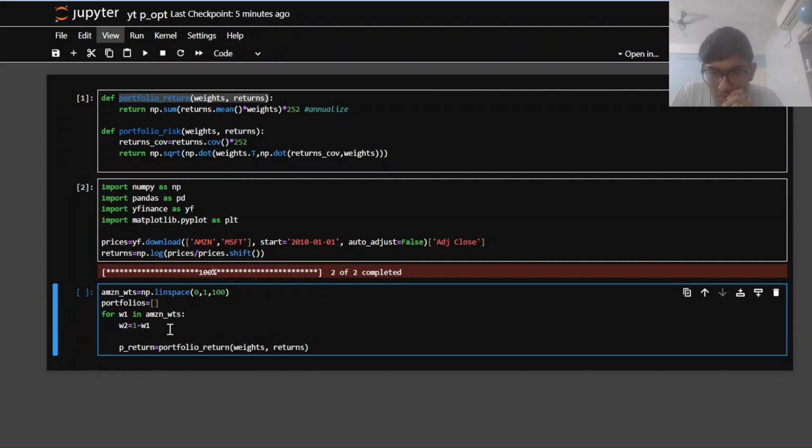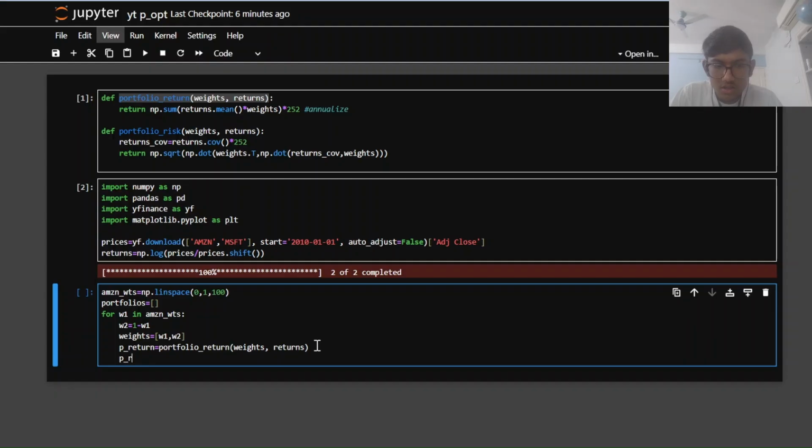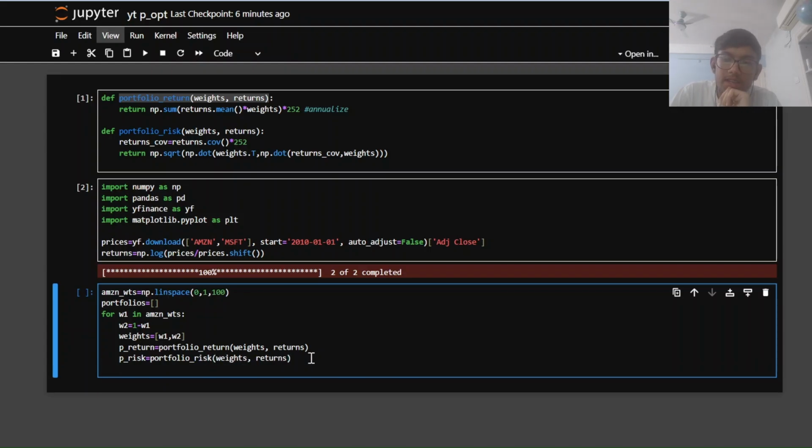Okay, so we have to define your weights, and you have your returns here. Cool. Your p risk is the same thing, except here it should be a risk, right? And then finally we'll put this into our portfolios array: p risk comma p return.